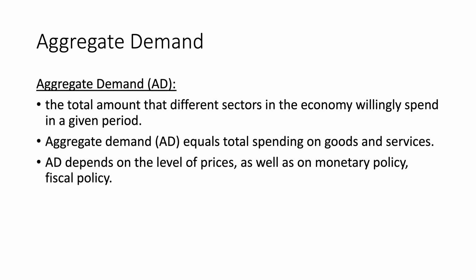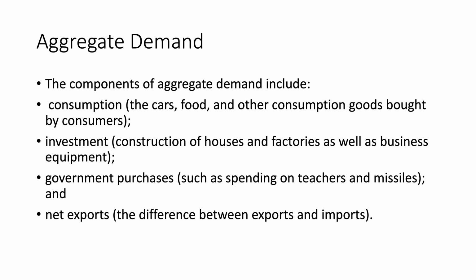Starting with aggregate demand. Aggregate demand is the total amount that different sectors in the economy are willing to spend in a given time period, or we can say that it is equal to the total spending on goods and services. It depends upon the price level as well as monetary and fiscal policy. The components of aggregate demand include consumption, investment, government spending, and net exports.